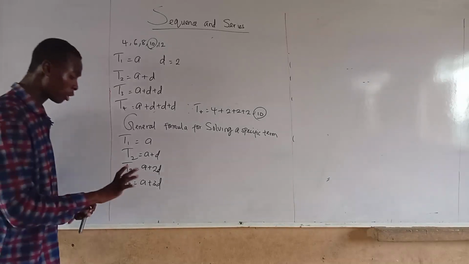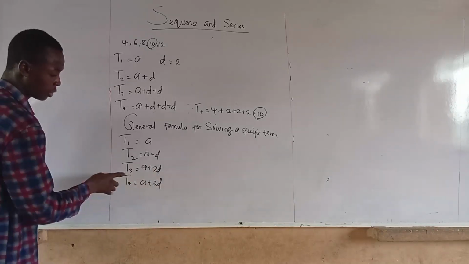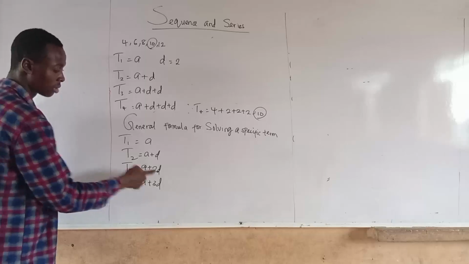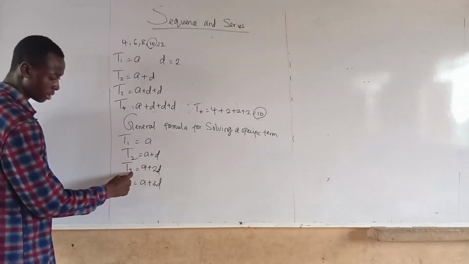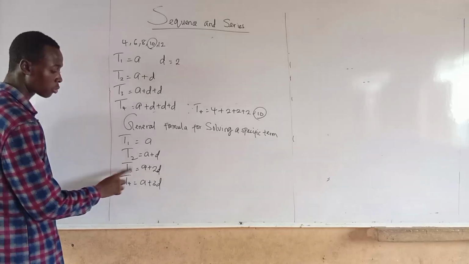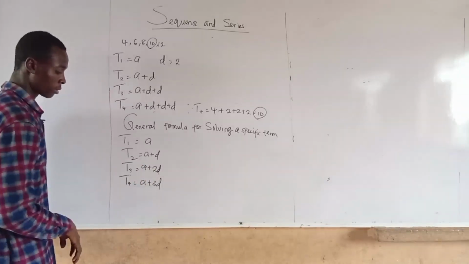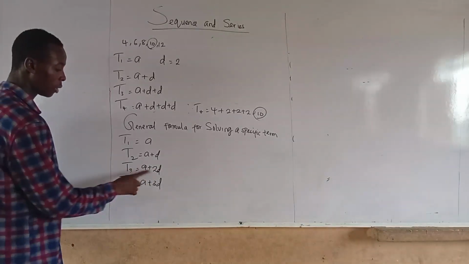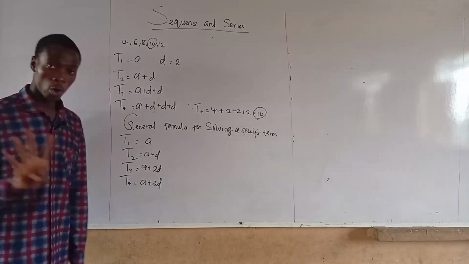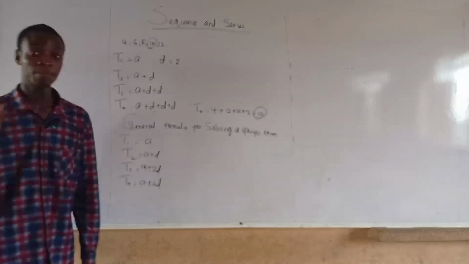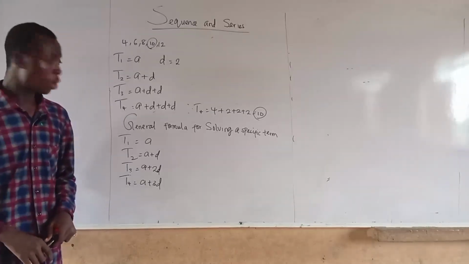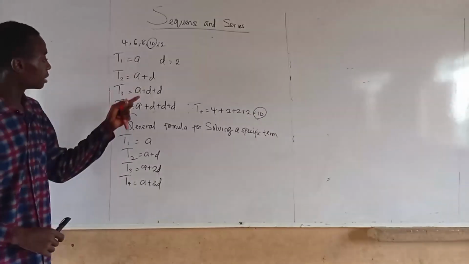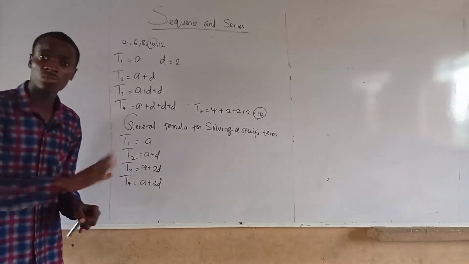But if you look well enough, you notice a pattern between the terms and the common difference here. You notice that this number here is always one more than this number. Do you see that? When we have 3 here, we have 2 here. When we have 4 here, we have 3 here. So this number is always one more than this number. So don't be looking at this one in getting your formula. You can just get straight to the point.